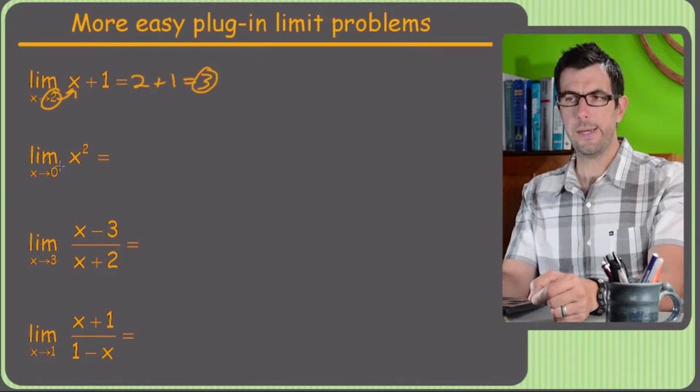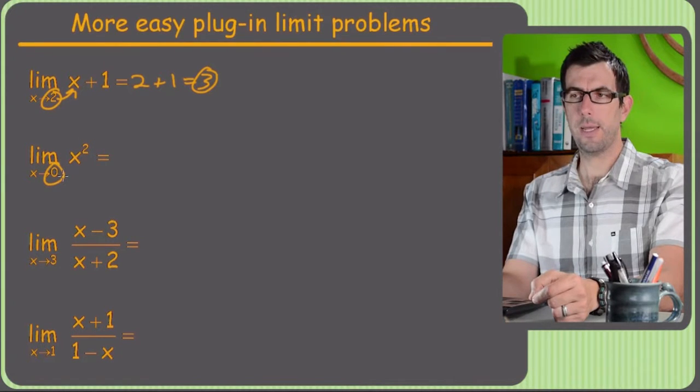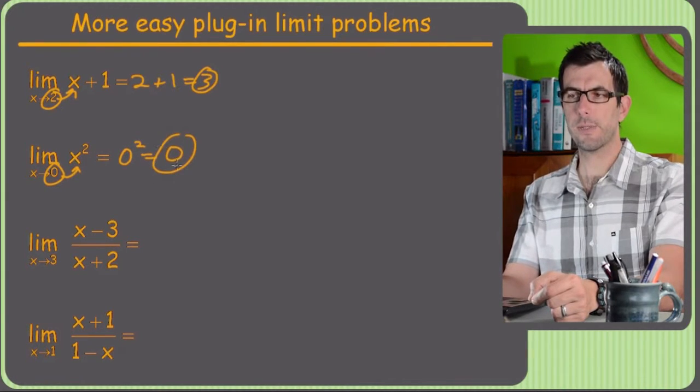Easy peasy. X approaching 0 on this one, all right. I don't know what that means, but hey, let's plug in 0 for x squared. We get 0 squared, which equals 0. Nice, the correct answer is 0.